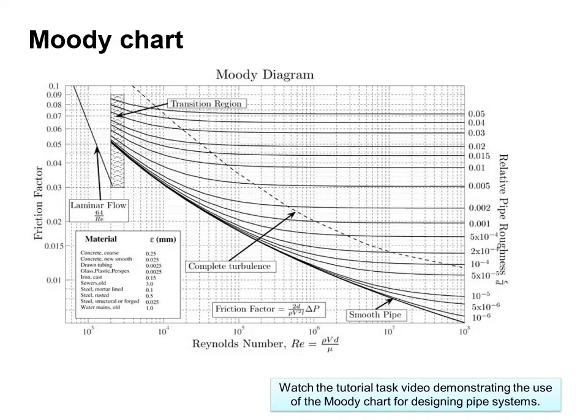The calculation of losses in turbulent flow is dependent on the use of empirical results, and the most common reference source is the Moody chart as shown here. It's a logarithmic plot of lambda versus the Reynolds number for a range of relative pipe roughnesses, K over D, or in this case epsilon over D. This type of data presentation is commonly referred to as a Stanton diagram. A typical Moody chart is shown here. I've also made a short video demonstrating how you can use a Moody chart for designing pipe systems.